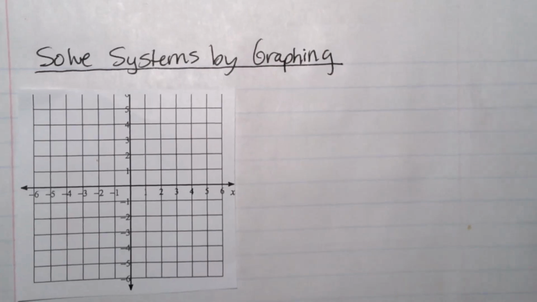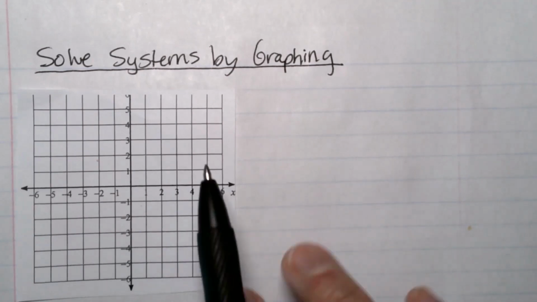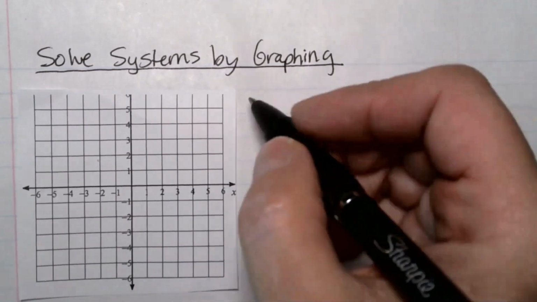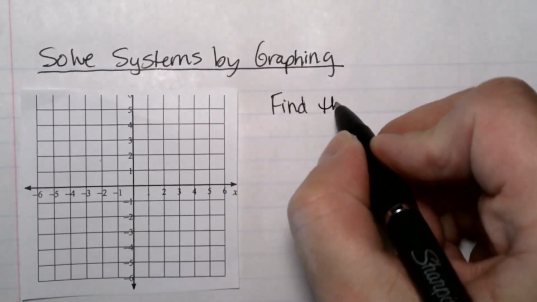This is the first lesson of semester 2 of Algebra 10, and we're going to be solving systems by graphing. What that means is you're really going to find the intersection point. I'm writing right now, so you are writing.